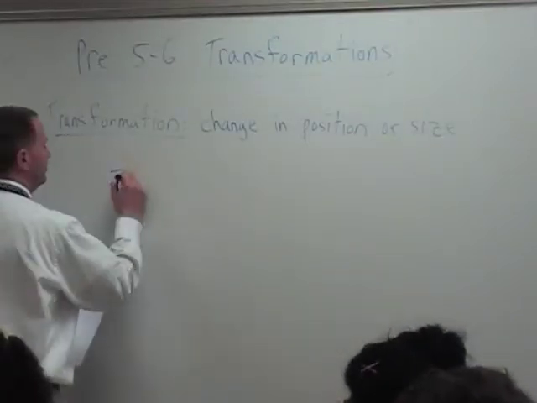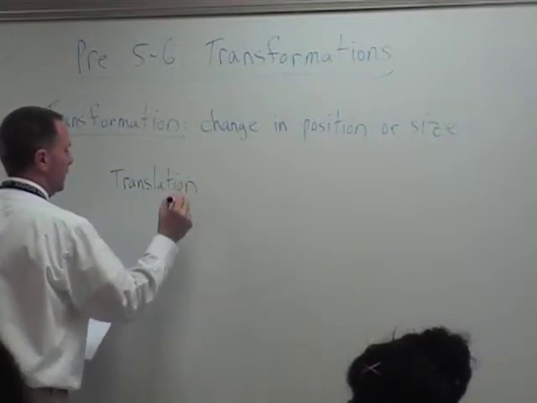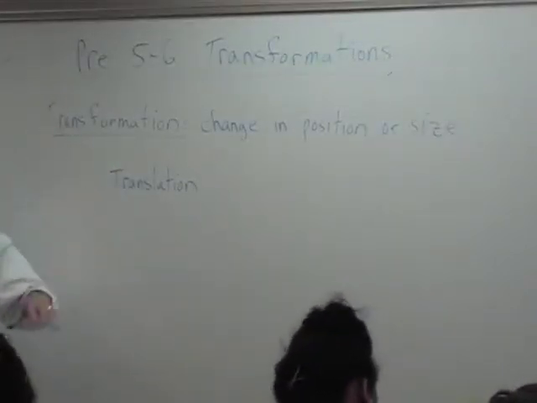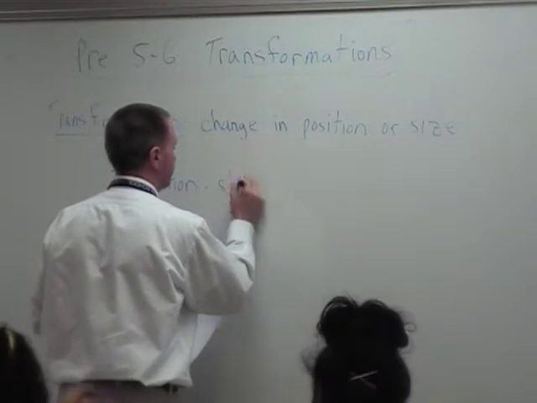You've all had this. So a translation is really just picking up an object and putting it someplace else and keeping it in the same position. So it's right side up. You're not rotating it, you're not flipping it. You're just sliding it left and right and up and down on your graph, or a combination of the two. All right, so it slides an object.